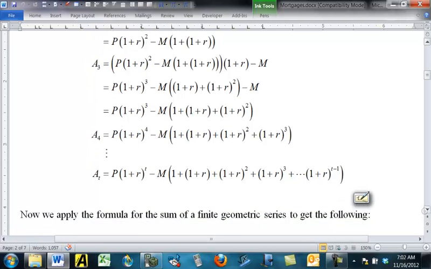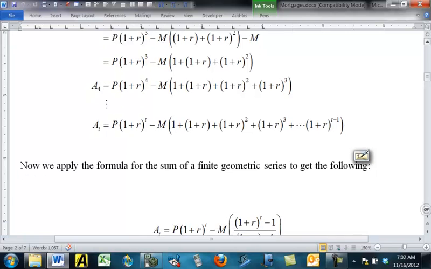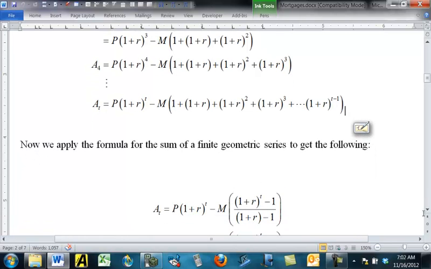So now we can use our formula for a geometric series to rewrite the last part. So you still got the first part, A sub t equals P times 1 plus R to the t. You still got your minus M. But the rest of it can be written as the base to the t power minus 1 over the base minus 1. That's our sum of our geometric series. The base is 1 plus R. Now in the denominator, 1 plus R minus 1 is just R.